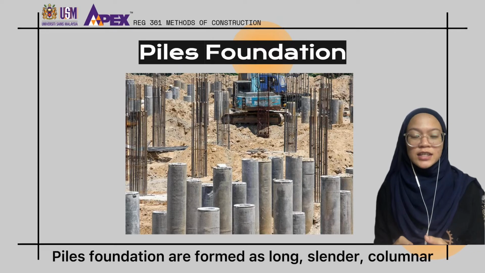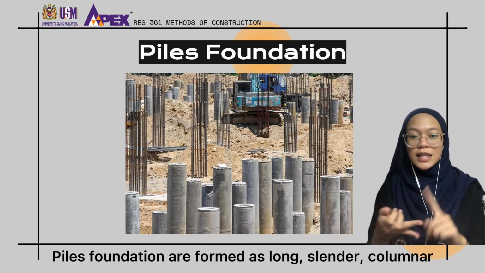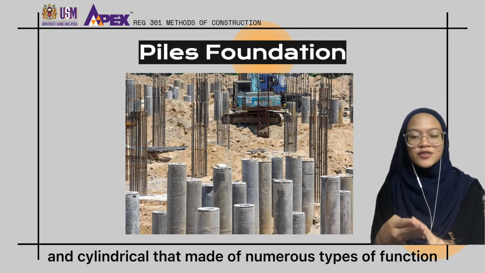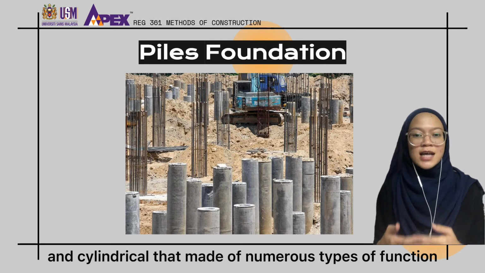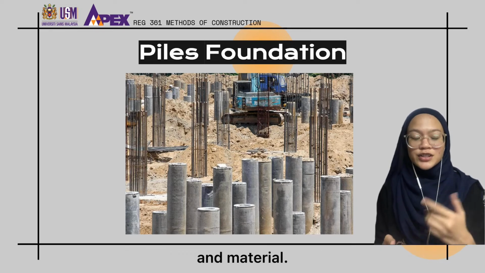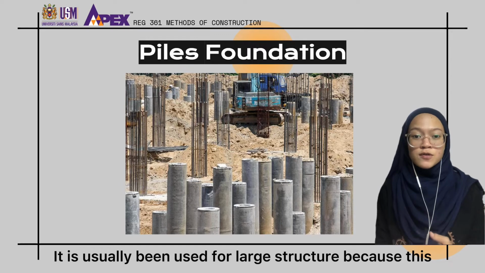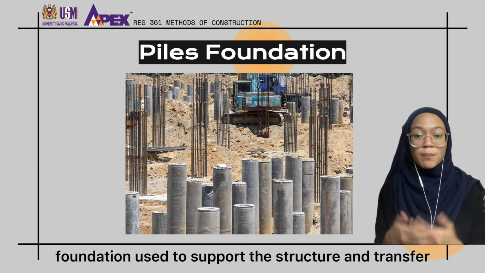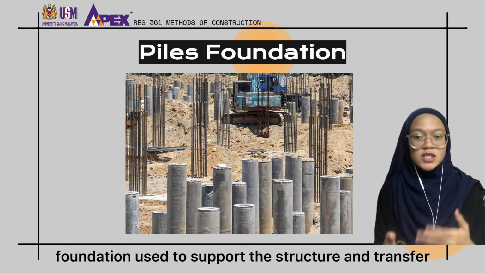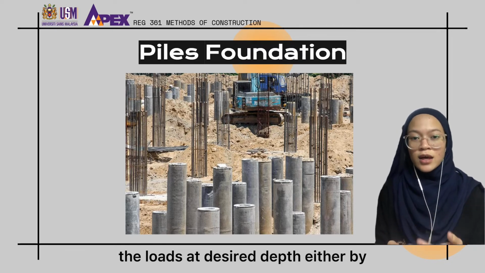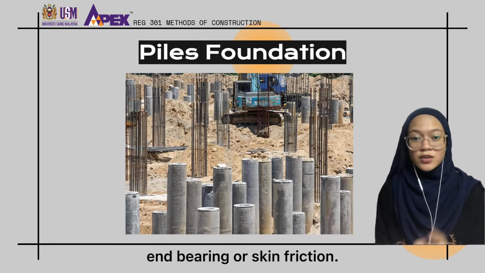Pipe foundations are long, slender, columnar, and cylindrical, made of numerous types of functions and materials. They are usually used for large structures because this foundation supports the structure and transfers the loads at the desired depth, either by end bearing or skin friction.